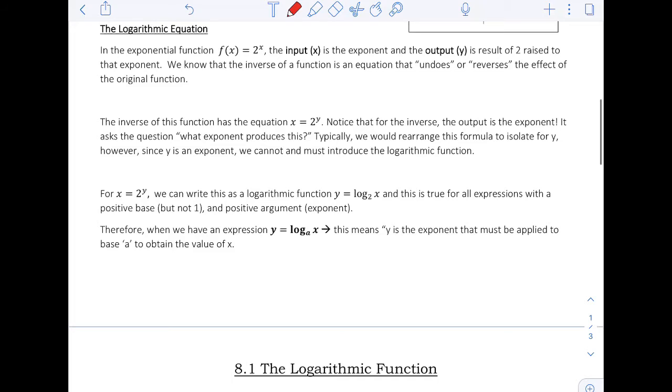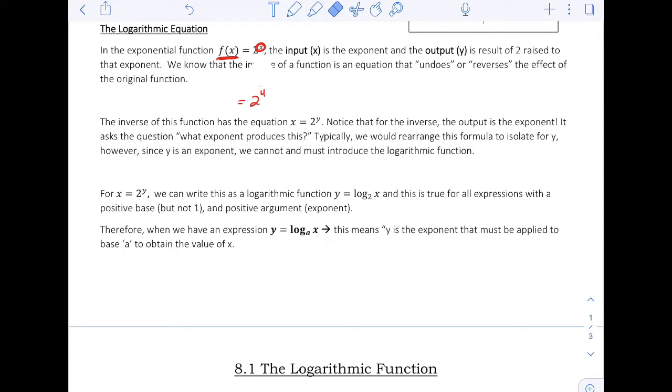So, the logarithmic equation: in the exponential function f(x) is equal to 2^x, the input is x. The input is our exponent. The output is the part that's by itself. So if we're trying to evaluate something with an input of 3, we're just trying to evaluate 2 to the power of 3 or 2 to the power of 4. And we can put that into our calculator and get a y value or an f(x) value for it.